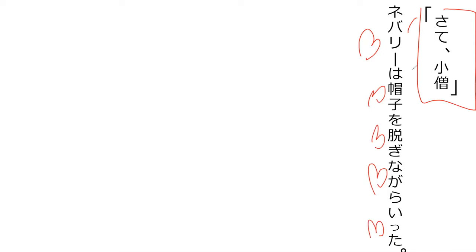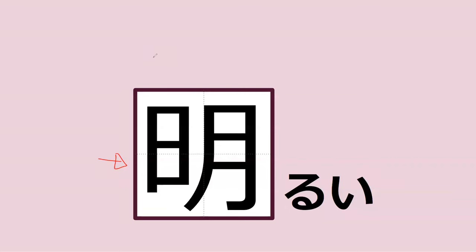Okay. Let's go read this sentence. さて, kozo, Neburi wa boshi o nuginagara itta. Neburi, while taking off his hat, said, all right, kid. Perfect. Do you know this word? Akarui? Yep, it's akarui, bright. Do you know what basho means? Basho, a place. Perfect, a place.